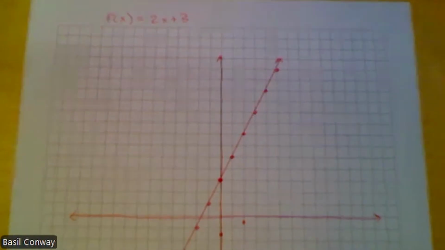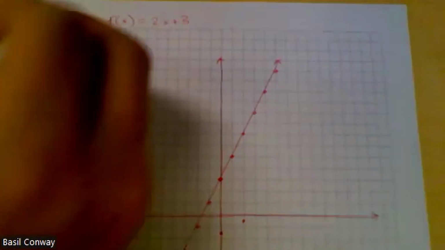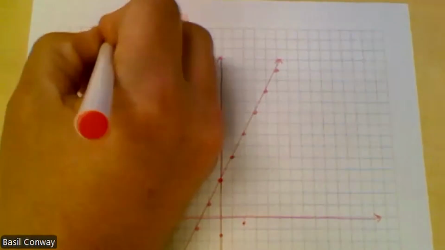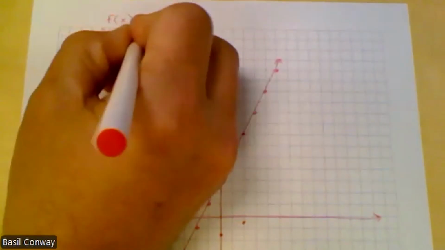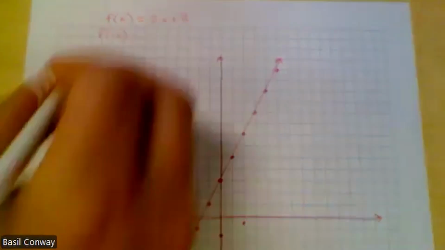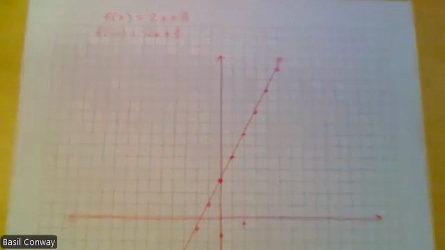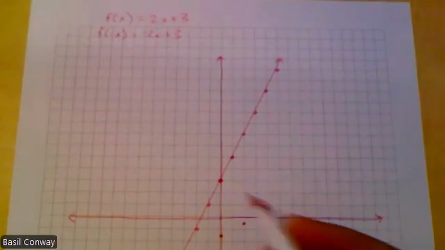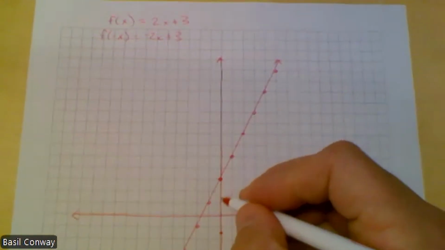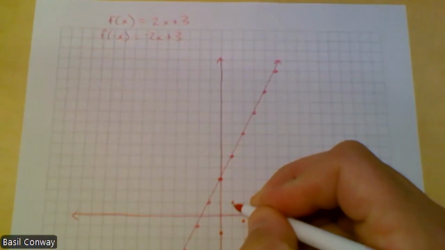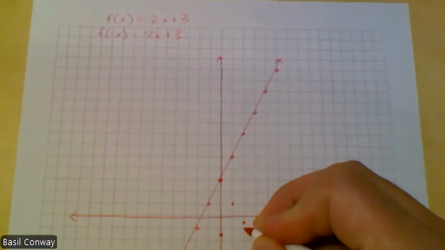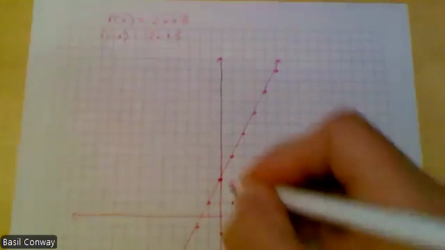So this is a graph of f of 2x plus 3. Now, if we were to put in f of negative x, we would get negative 2x plus 3. So still the same y-intercept, but a negative slope. So down 2 over 1, down 2 over 1, down 2 over 1.